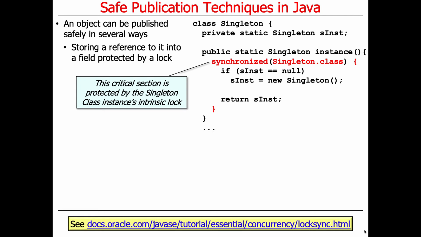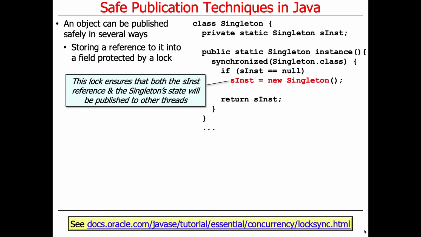Storing a reference to an object into a field protected by a lock. That's a real easy no-brainer. So here's an example where we have a singleton class, and as you can see in the instance method of singleton, which hopefully you recognize from the 251 class, it's going to synchronize on the class object, which every class has. And by doing synchronized, that trivially makes sure that everything will be pushed out to other threads when the curly braces hit logically here, when this critical section of code is done.